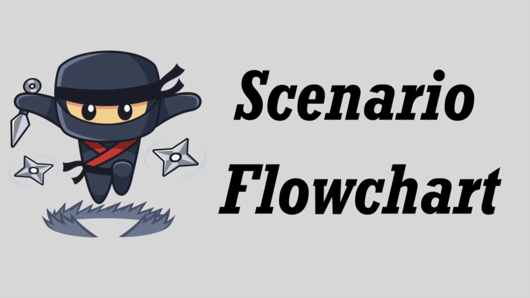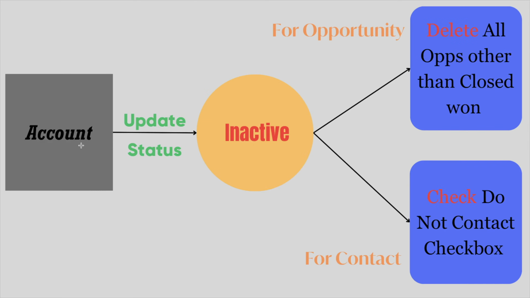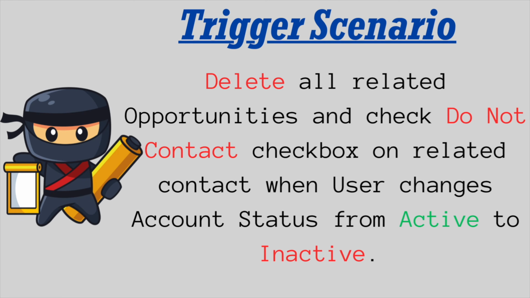Let's understand it more clearly with a flowchart. Let's say we have an account record and the user changes its status to inactive. Then we have to perform two actions. First, on the opportunity object, we have to delete all opportunities other than closed ones. And second, on the contact object, we have to check the do not contact checkbox. So this is what we are going to do today.